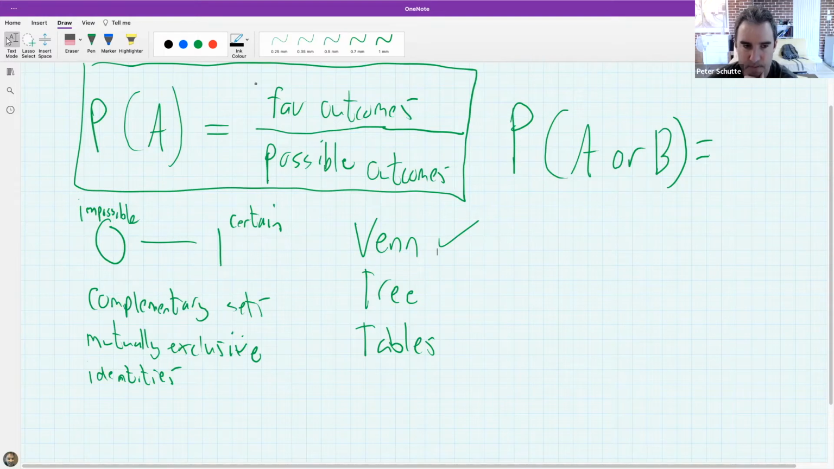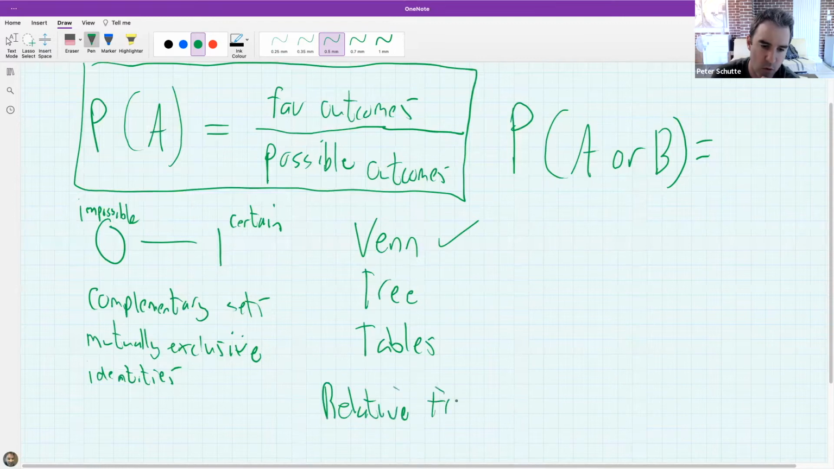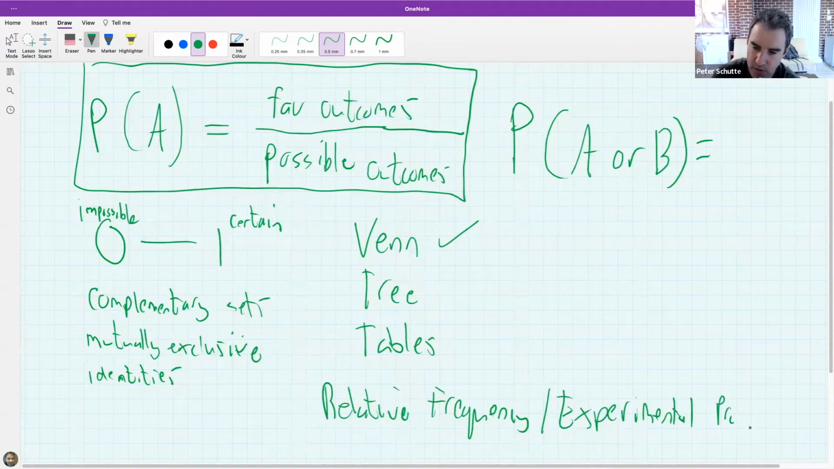Yeah. Okay. Oh, and there was one other thing I didn't touch in the last lesson, which I must touch on, something called relative frequency. Relative frequency or experimental probability. So basically, it's when you do real world trials and you calculate probability based on these real world trials.